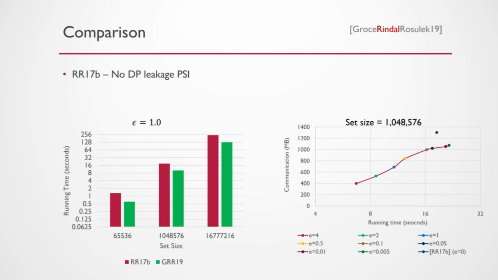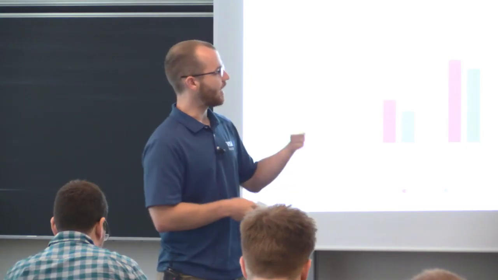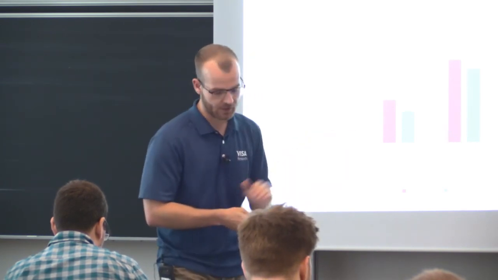But as we scale up our privacy parameter, it increases our running time. And eventually, the communication would converge to the same as the non-leaky version. But adding the differential privacy adds a little bit of running time overhead, so you can see why it shifted down a little.